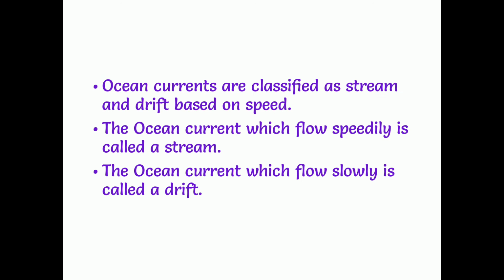Ocean currents are also classified as stream and drift based on speed. In the previous slide, we discussed ocean currents based on temperature, and now it is based on speed. They are called stream and drift. The ocean currents which flow speedily are called a stream, and those which flow slowly are called a drift.